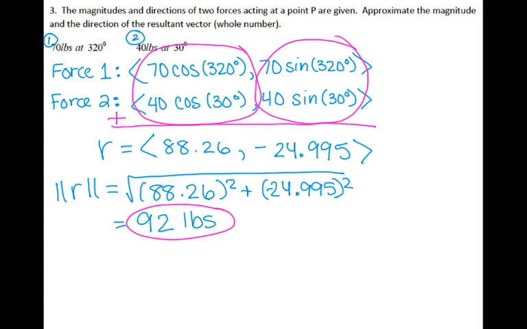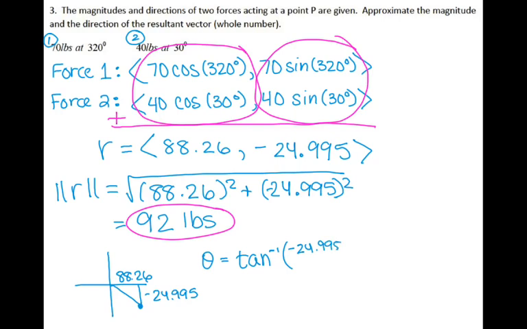And then for my direction I always need to graph my vector. So my horizontal is positive, vertical is negative. That puts me in this fourth quadrant over here, where this is 88.26 and this side is negative 24.995. And once again, I'm going to use inverse tangent since I have my opposite over my adjacent. So it's always my vertical piece, so 24.995, over my horizontal component.